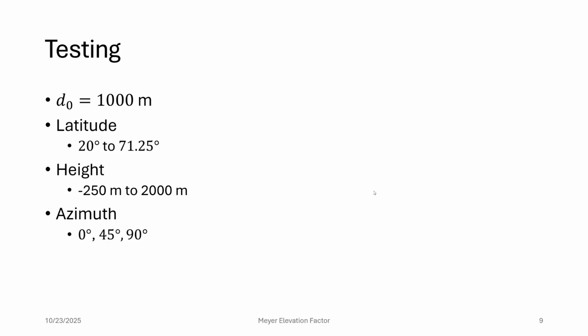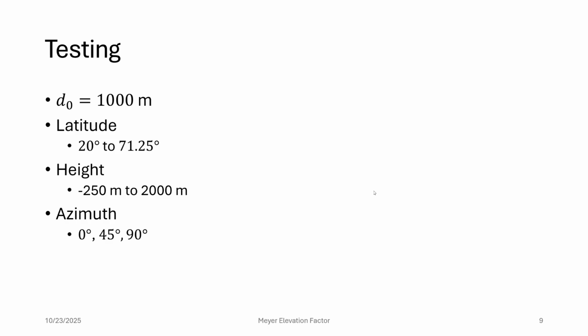For the latitudinal values, let's go from 20 degrees north to 71.25 north. That's south of Hawaii to the North Shore of Alaska. For heights, let's go from negative 250 meters to 2,000 meters. I believe negative 250 is below everywhere in the United States, so that's safe. And I'll justify my choice of 2,000 meters on the next slide.